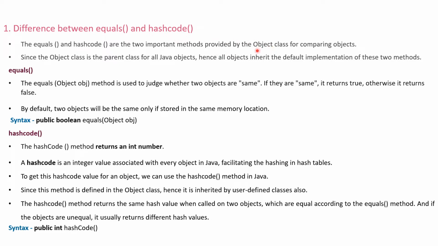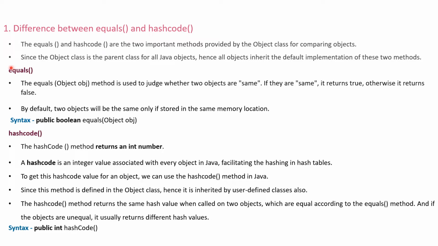These are the important methods in the Object class used for comparing objects. Since the Object class is the parent class for all Java objects, all Java objects inherit the default implementation of these two methods. The equals method of Object is used to judge whether two objects are the same. If they are the same, it returns true, otherwise it returns false.